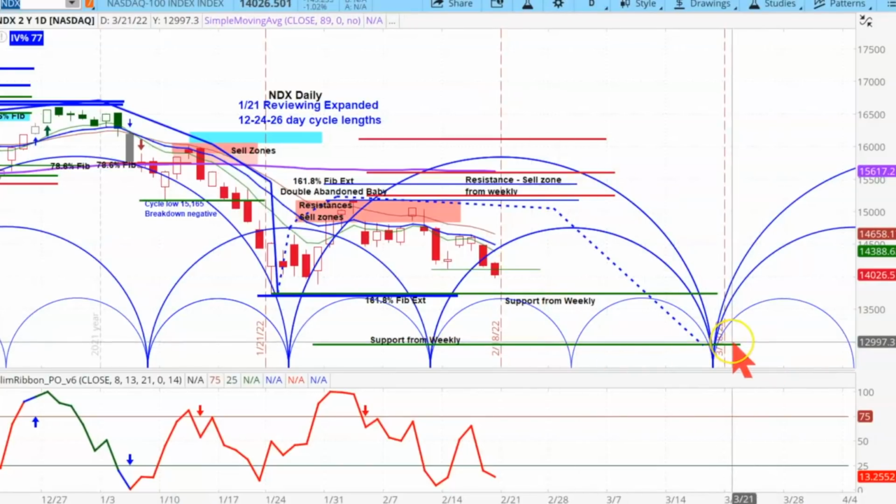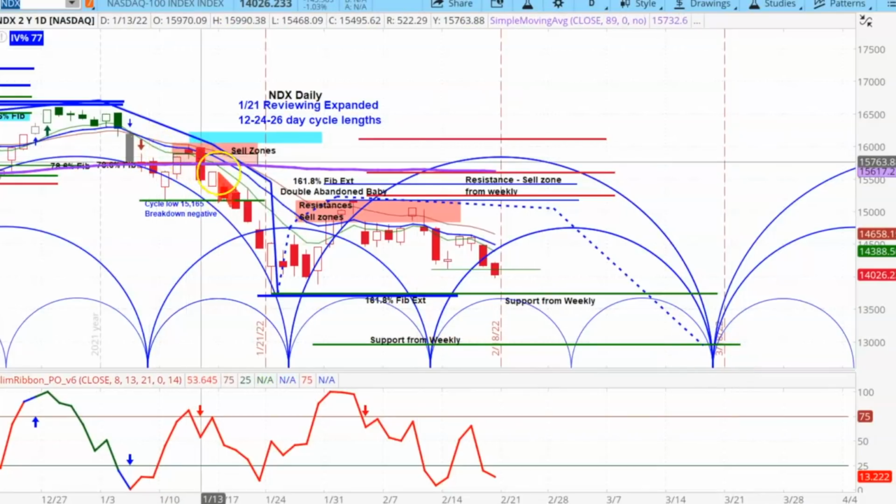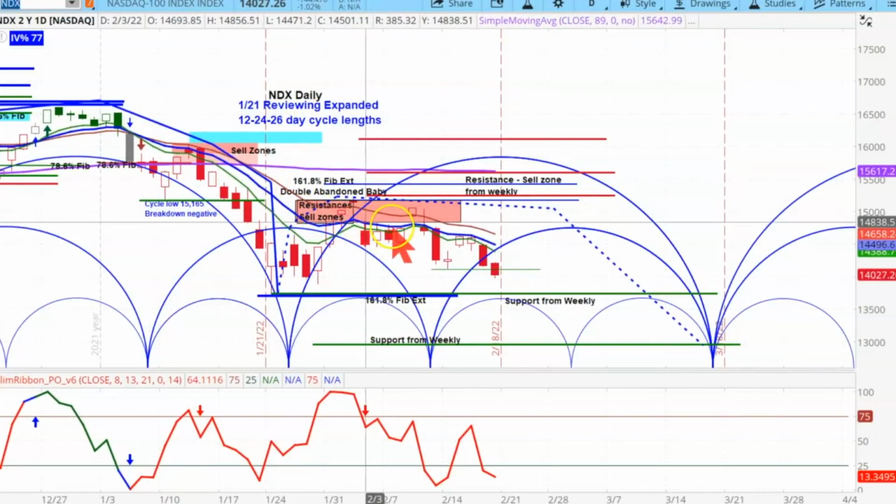And then this would only be the first bottom this year, and a lot more chop and lower prices, we think, in a bear market coming out for the rest of the year. Look at these signals right in here. Slim ribbon stayed negative this whole period here.